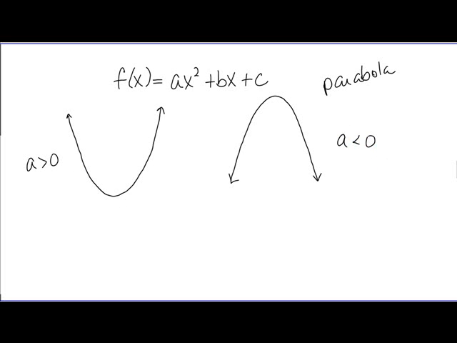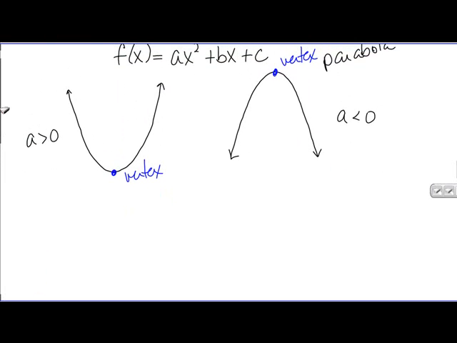Every parabola has a vertex. On a parabola that opens upward, the vertex is the lowest point or the minimum point. On a parabola that opens downward, the vertex is the highest point or the maximum point. So the vertex, if we're going to define this, the vertex is the maximum point or minimum point.